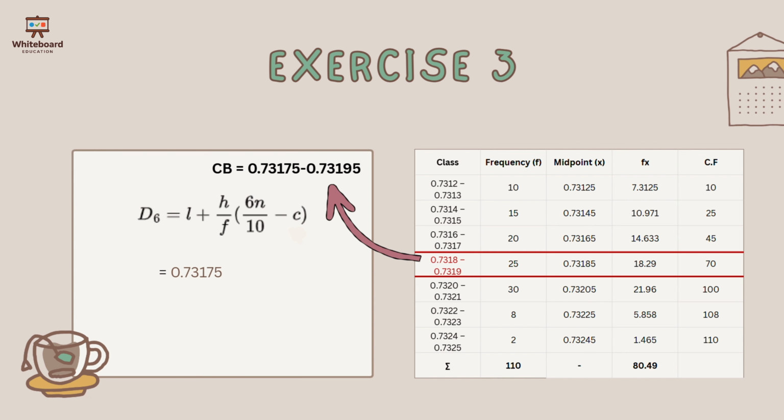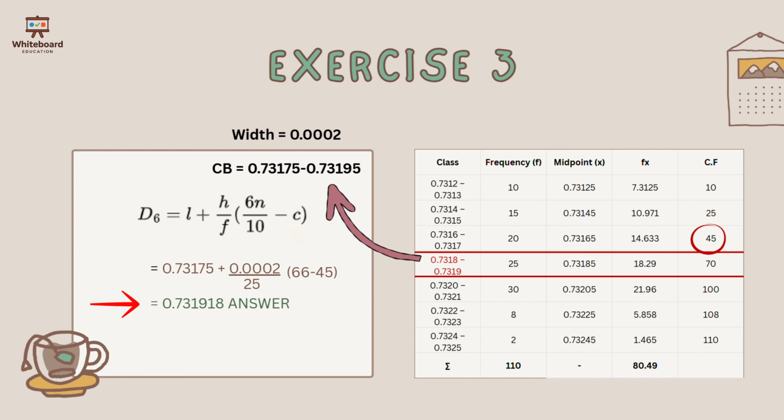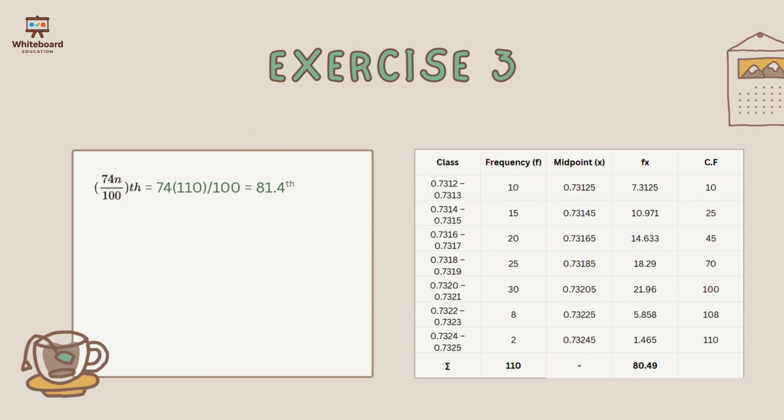Here, as we have studied earlier, we use the 6th decile formula and place in the values. L is the lower class boundary, that is 0.73175, plus the h width, which is 0.0002, over f, the frequency of the required class, that is 25, brackets 6n over 10, which is the 66th observation, minus the preceding cumulative frequency, that is 45. Calculating all, we get 0.731918 as the answer.